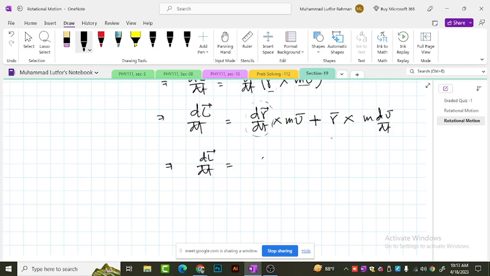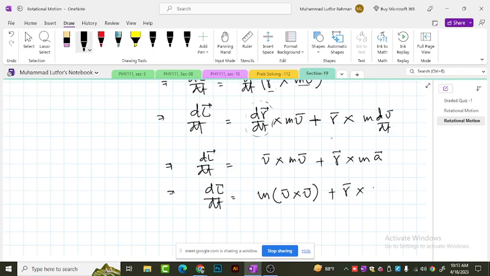Velocity. It's a velocity, exactly. v cross m v plus r cross, and dv over dt would be acceleration, right? So yes. I'm going to write dL over dt. I can factor out this m, this is a scalar number. So v cross v plus r cross, this is force, right? Simply the F over here.